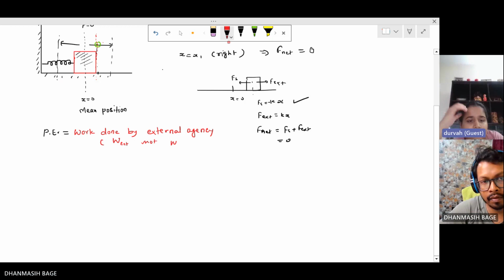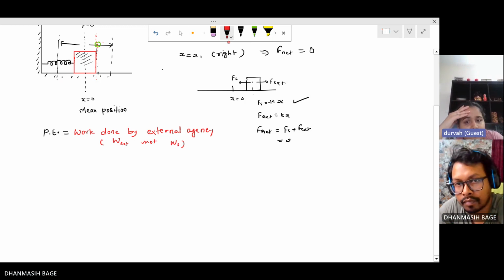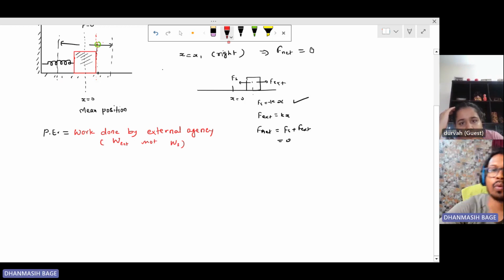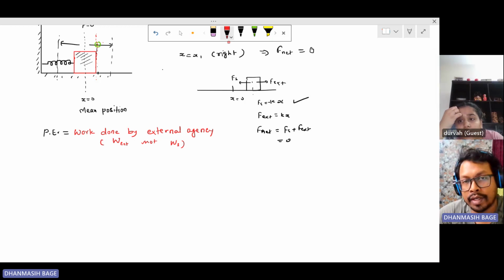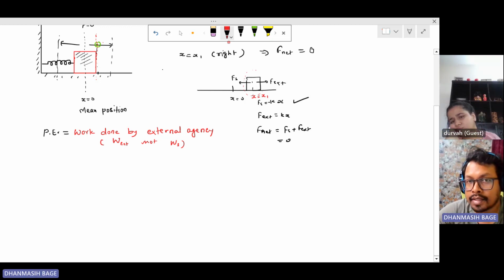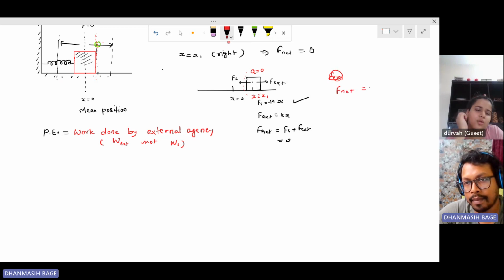Sir, could you explain how we got F net as 0? Just see that. When you are pulling it, it is stationary, right? If you hold it in this position, x is equal to x1, then it is stationary. Stationary means a is equal to 0. And according to Newton's law, F net is equal to what? Ma. Very simple.